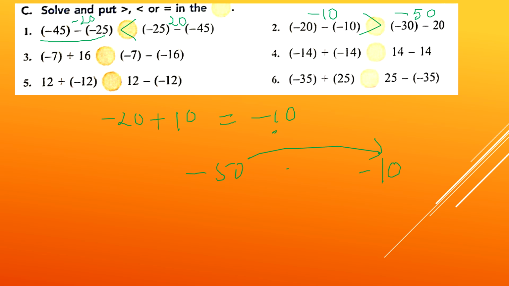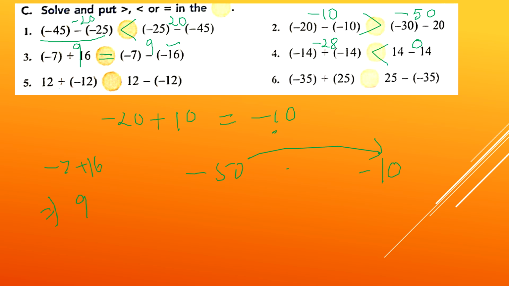So this is greater. Now this is minus 7 plus 16. It will give you a number. If you count 7, 8, 9, 10, 11, 12, 13, 14, 15, 16, that's going to be 9. This is your positive 9, and this one is minus 7 plus 16. If you remove this bracket, it's going to be plus 16. They are going to give you 9. That means this is equal to. Minus 14 plus minus 14 will give you minus 28, and 14 minus 14 is 0. Now see, 0 is greater than negative numbers, so obviously this is greater.